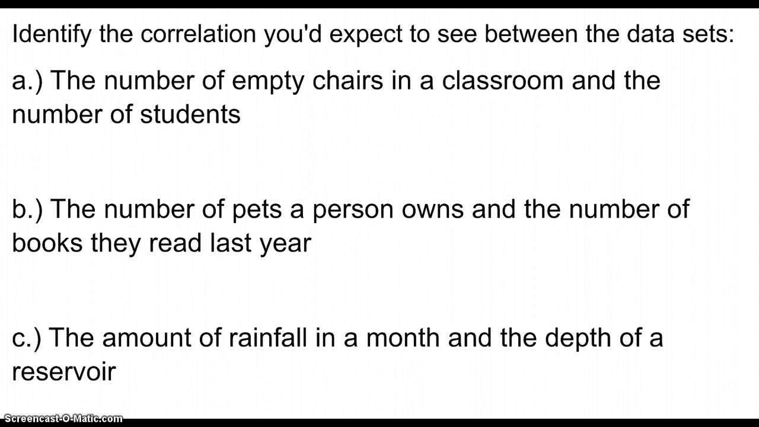So for instance, here A, the number of empty chairs in a classroom and the number of students. Well, we want to look at the two data sets. We would expect that as the number of students decreases, the number of empty chairs will increase, or vice versa. So if you have a classroom full of students, as they leave or as they decrease, the number of empty chairs will increase.